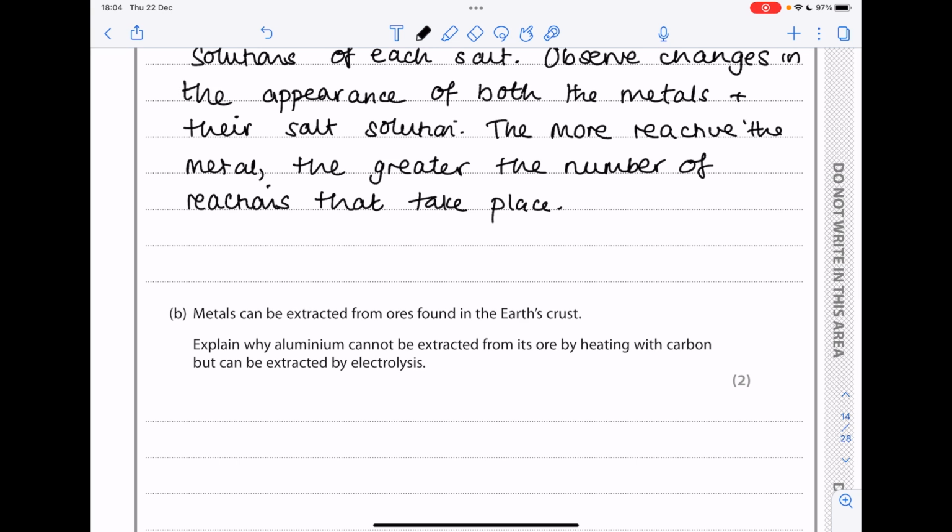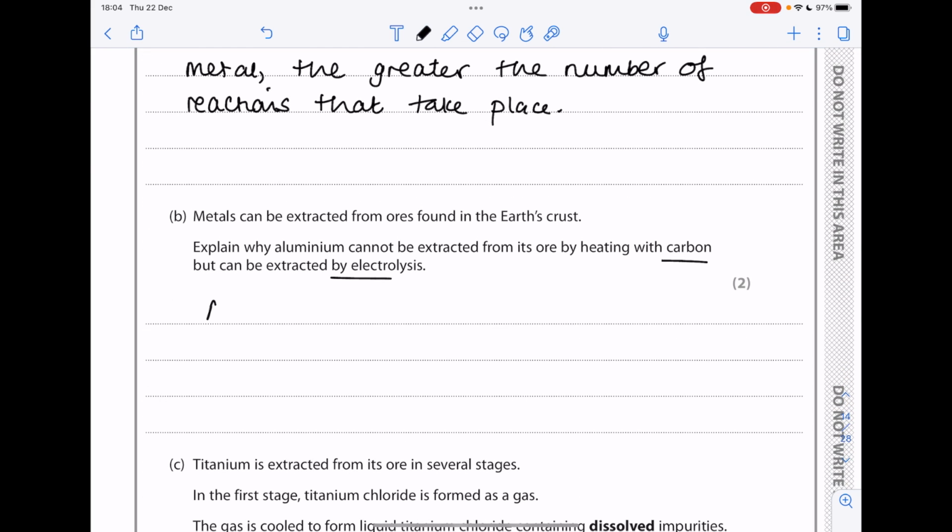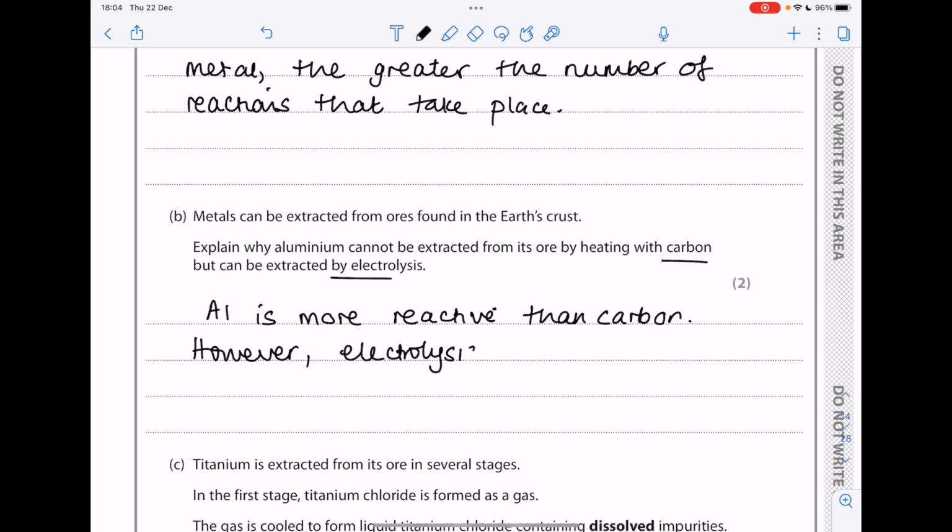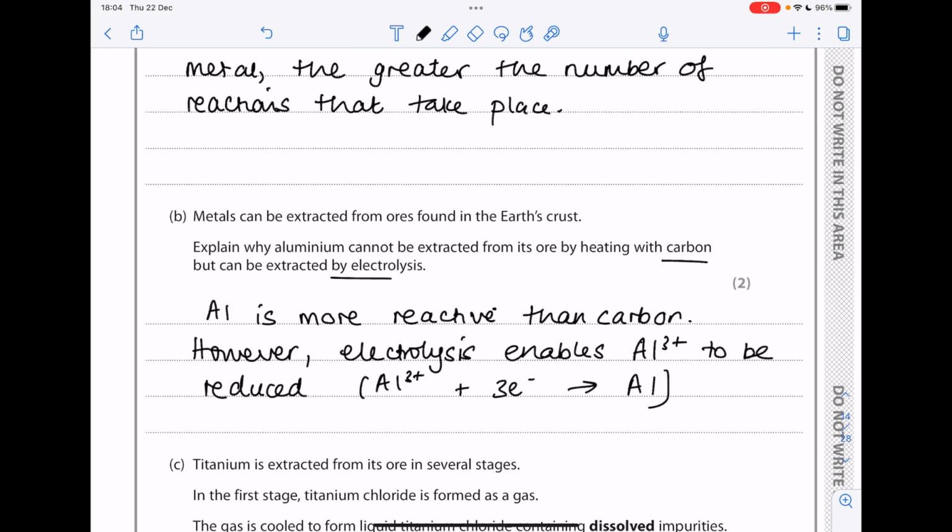Metals can be extracted from ores found in the Earth's crust. Explain why aluminium cannot be extracted from its ore by heating with carbon, but can be extracted by electrolysis. So aluminium is more reactive than carbon. That's why it can't be extracted by heating with carbon. However, electrolysis enables the aluminium ions to be reduced, because if you think about what happens in that electrolysis chamber, you get your Al3+ ions, you're reducing it by adding 3 electrons in order to form that Al metal, which is after all what you're after.